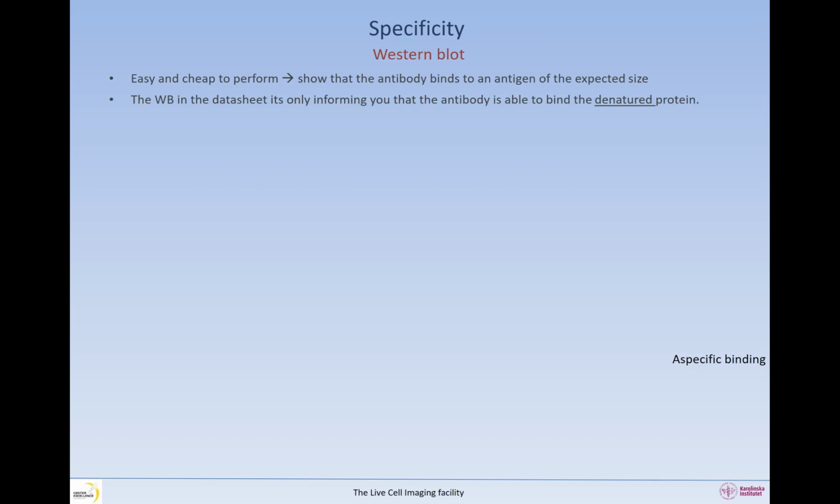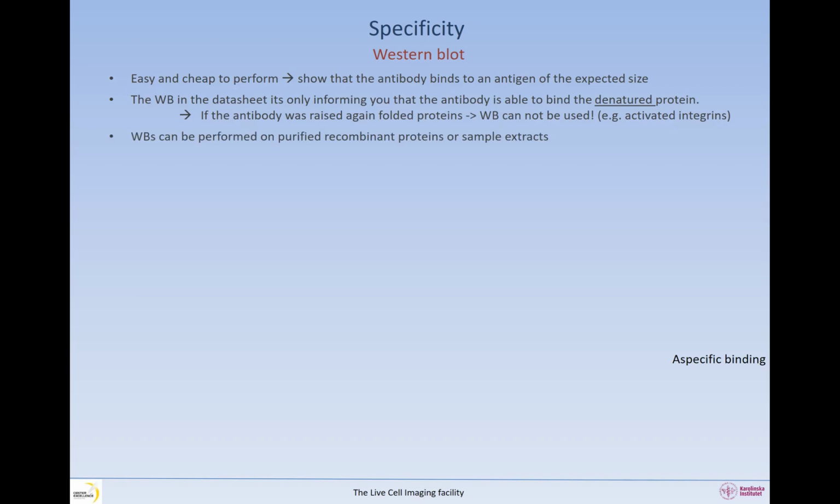But the Western blot in the datasheet is only informing you that the antibody is able to bind the denatured protein, and that's very important to keep in mind, because, for example, if your antibody was raised against a folded protein, of course, the Western blot cannot be used because the antibody will not recognize it. And this is a case, for example, for activated integrin.